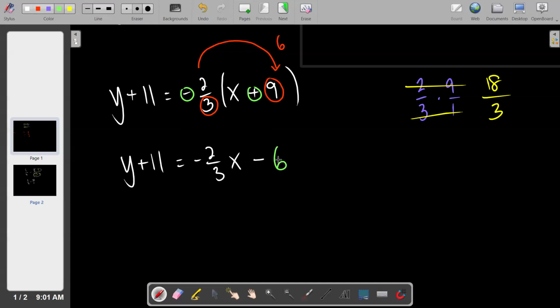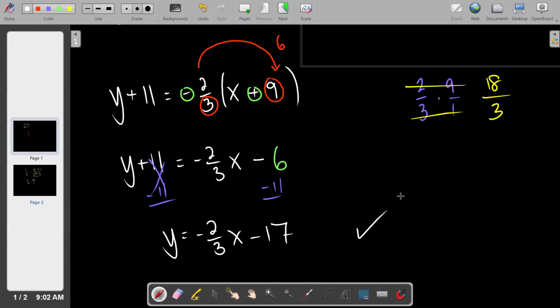So now when I move the number to the other side, I don't have to worry about all that denominator nonsense. What are we going to do to both sides? Good. And we're left with y equals what? Done.